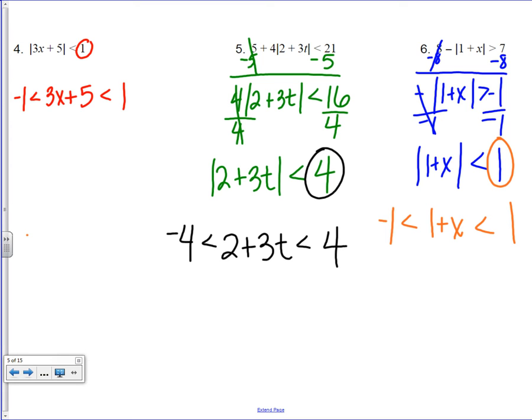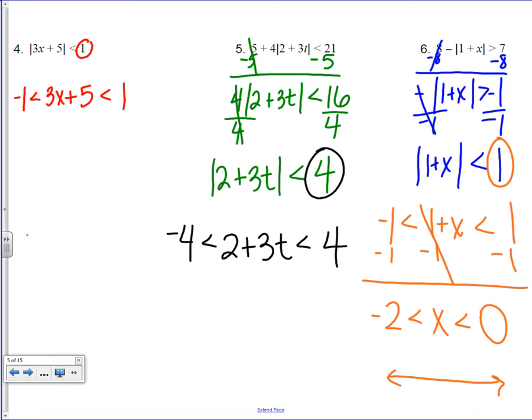Let's start over here with number 6, the orange one. In order to isolate the x, I need to subtract 1 from everything. This gives me negative 2 is less than x is less than 0. Well, the x is by itself, so I'm ready to graph. My critical numbers go on the number line. They both get open circles, and the x is in the middle, so we shade in the middle.